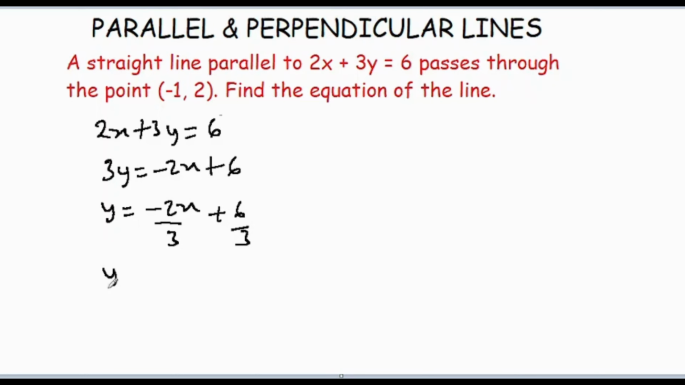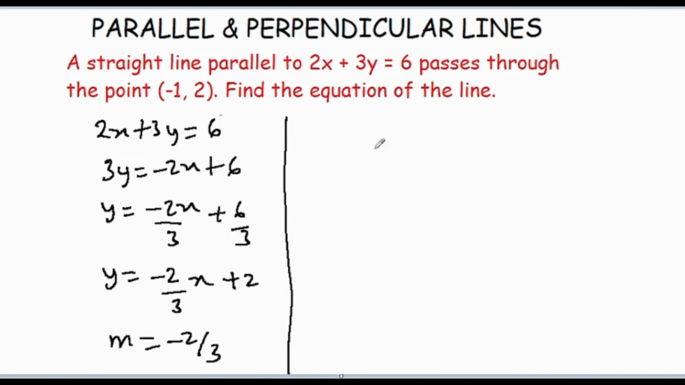So this is going to give us y equals negative 2x over 3 plus 2. So what's our slope here now? Our slope is actually negative 2 over 3. That's the coefficient of x. Alright, now we're looking for a line that passes through the point negative 1 comma 2, and it has to be parallel to 2x plus 3y equals 6.